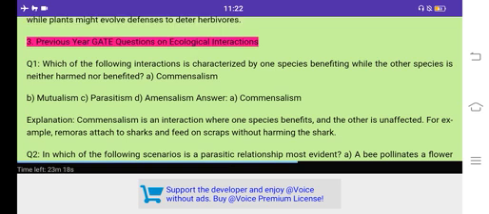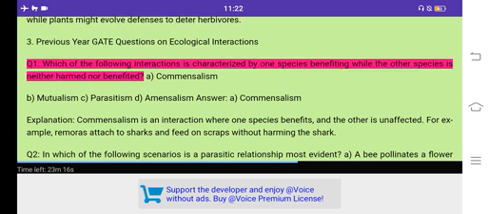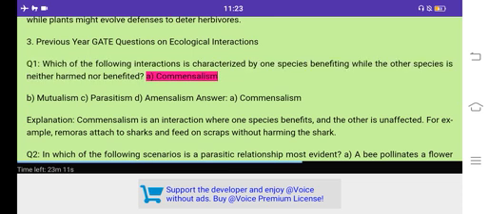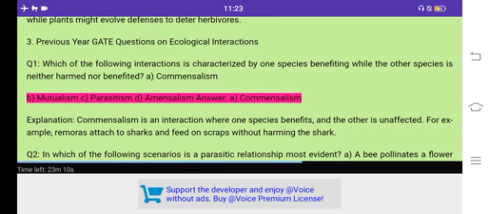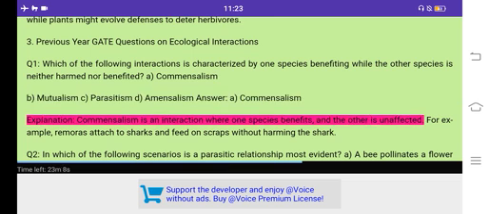3. Previous year questions on ecological interactions. Q1. Which of the following interactions is characterized by one species benefiting while the other species is neither harmed nor benefited? A. Commensalism. B. Mutualism. C. Parasitism. D. Amensalism. Answer: A. Commensalism. Explanation.